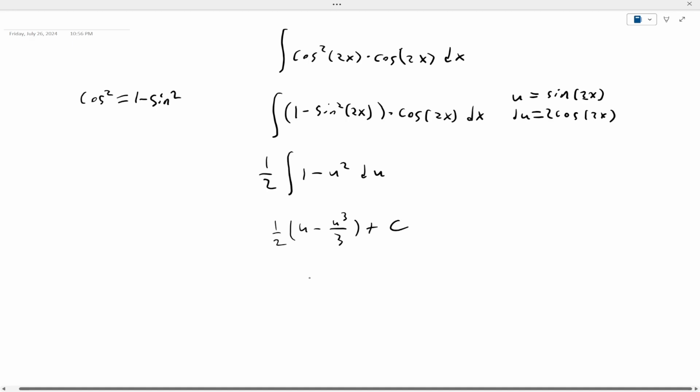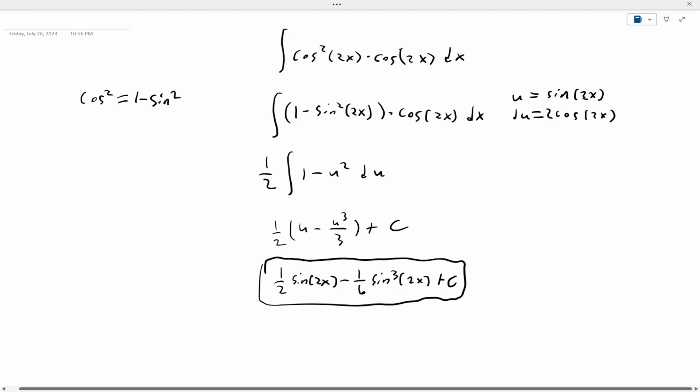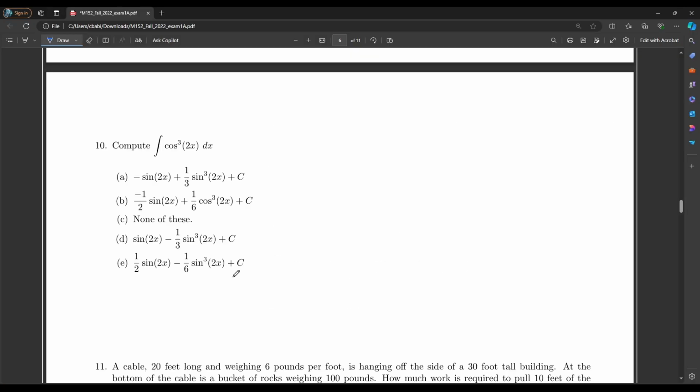If we plug our stuff back in, we get 1/2 sine of 2x minus 1/6 sine cubed of 2x plus c. And there is our answer. And that would be E.